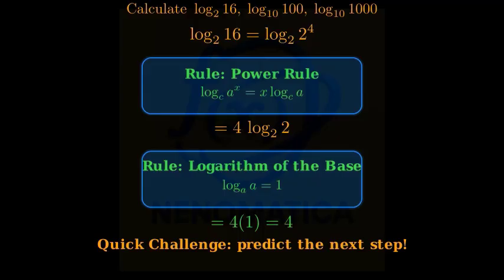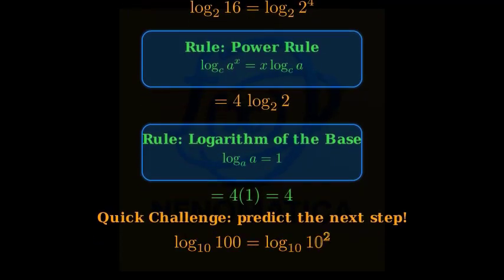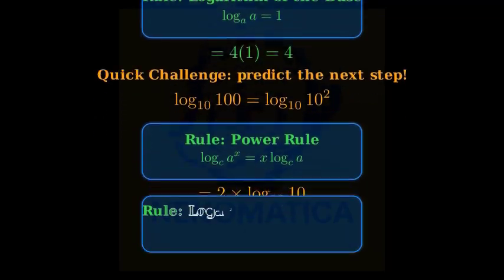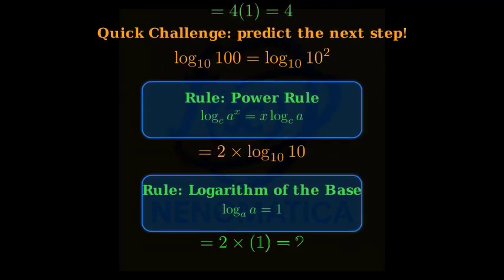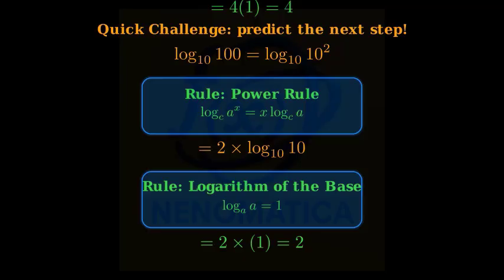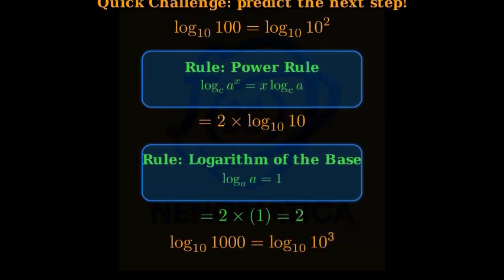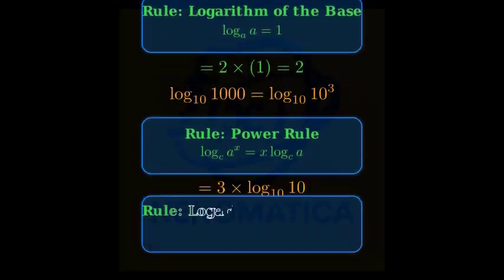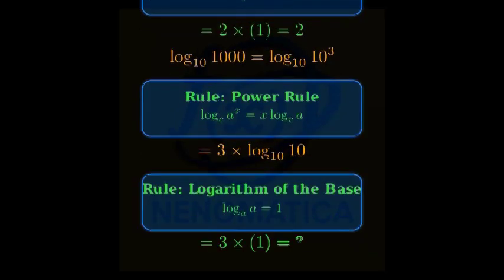Problem 2. Compute log base 10 of 100. Write 100 as 10 squared. Apply the power rule. Use log base a of a equals 1, then evaluate to 2. Problem 3. Compute log base 10 of 1000. Write 1000 as 10 cubed. Apply the power rule. Use log base a of a equals 1 and evaluate the result to 3.